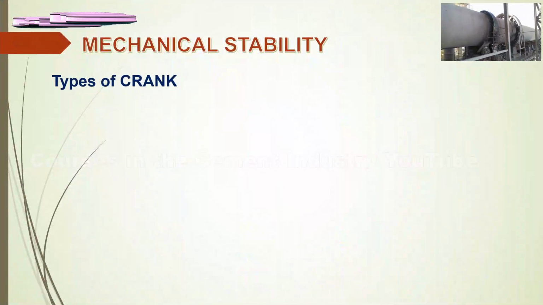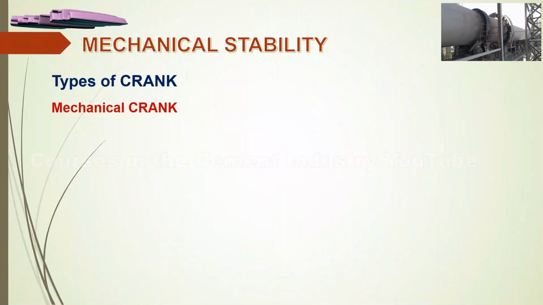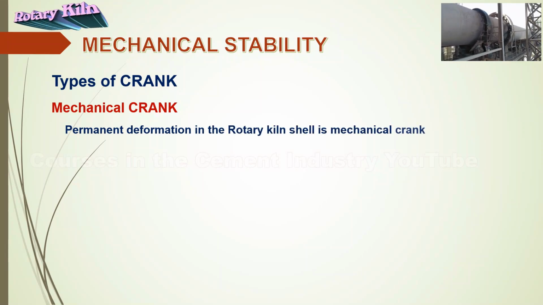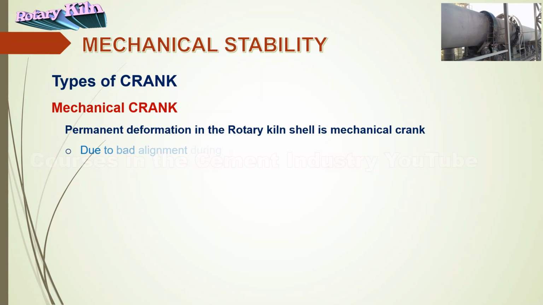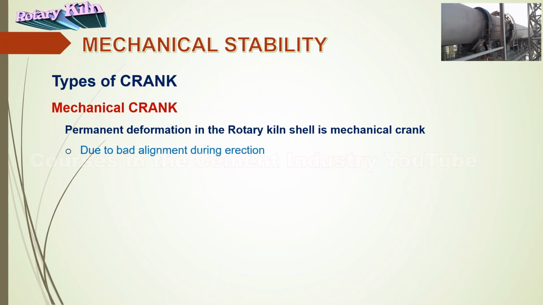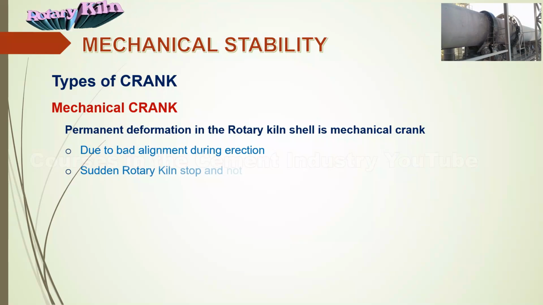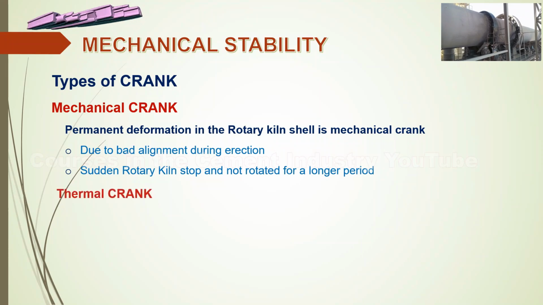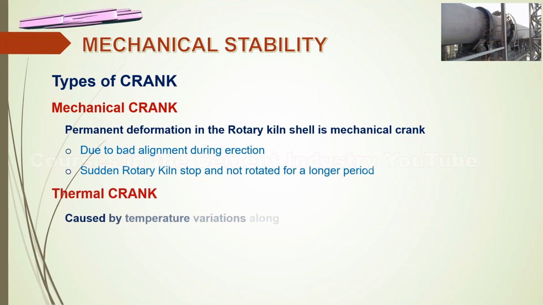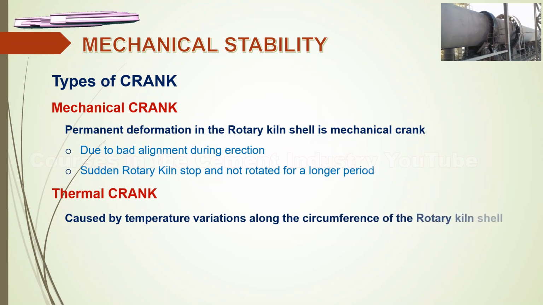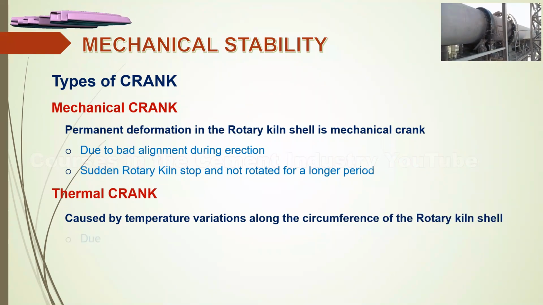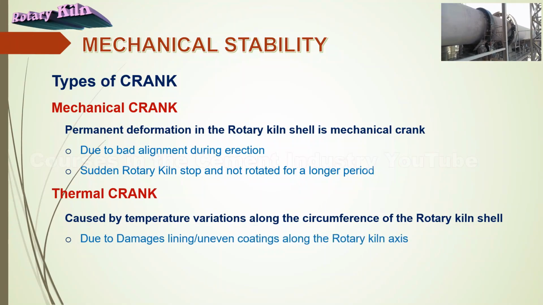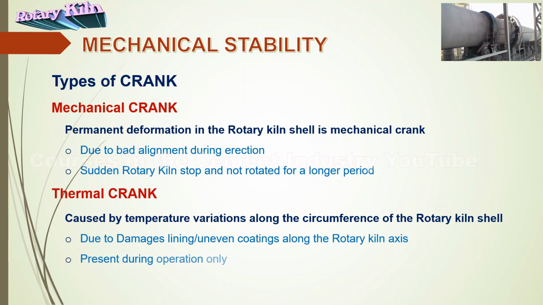Types of crank. A. Mechanical crank. Permanent deformation in the rotary kiln shell is mechanical crank. 1. Due to bad alignment during erection. 2. Sudden rotary kiln stop and not rotated for a longer period. B. Thermal crank. Caused by temperature variations along the circumference of the rotary kiln shell. 1. Due to damaged lining, uneven coatings along the rotary kiln axis. 2. Present during operation only.